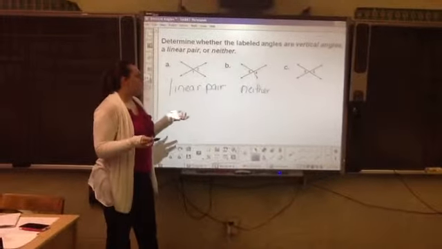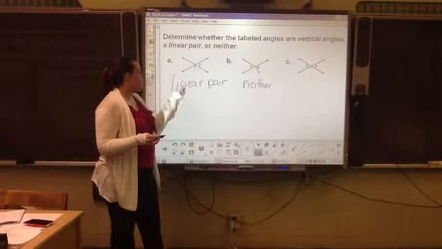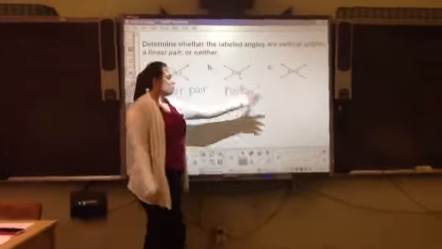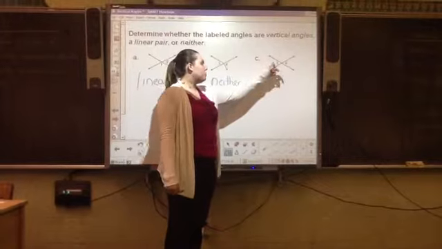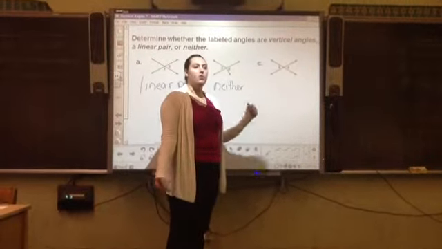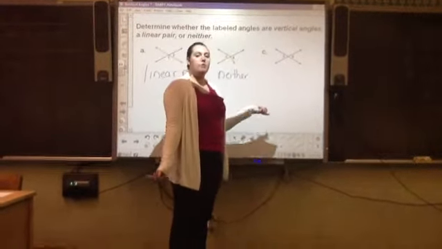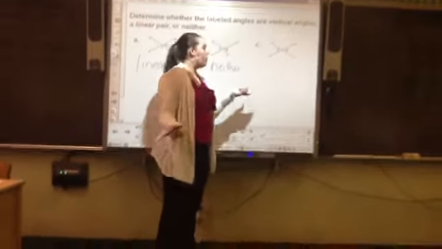So, by ruling out linear pair and neither, and noticing that you have two lines that are crossing each other, you have two angles that are opposite each other, what do you think the name of those angles is? Vertical.